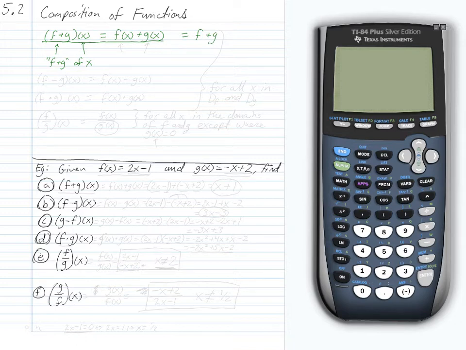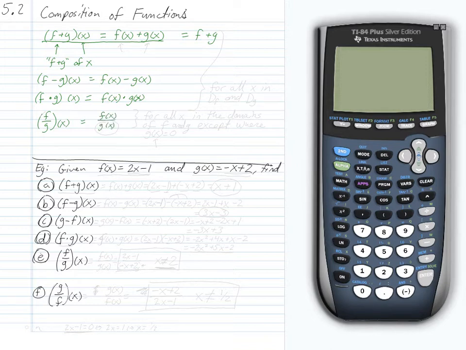And the notation for f minus g of x means we're going to take the function f of x and subtract the function g of x. And for f times g of x, we're looking at f of x times g of x, where we'll replace f and g with whatever their definitions are. And f over g of x would be something like f of x over g of x.